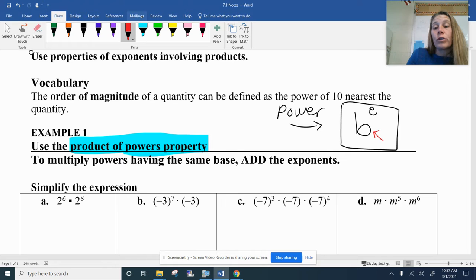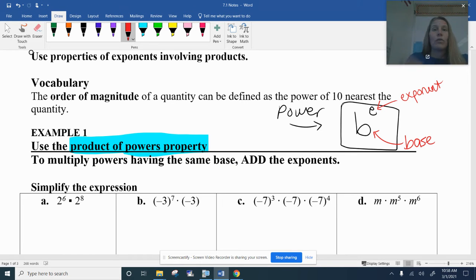The larger number, physically larger number, is the base, and it could be a number, it could be a variable, and then you have that exponent, which is that little teeny superscript, a little number that's being raised up to. So in order to multiply powers having the same base, you're going to add the exponents.